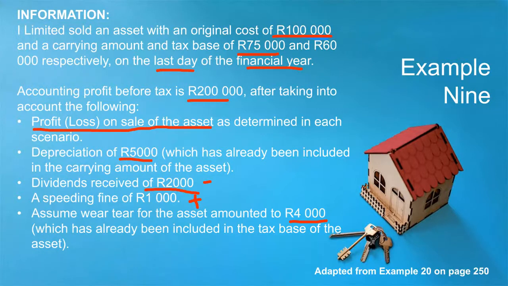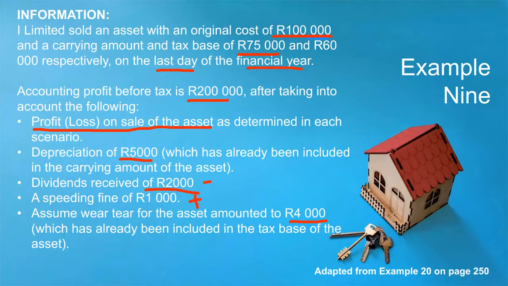So now we're going to... minus it when we were calculating the accounting profit. We want to now remove the effect of depreciation. So we're going to add it back, right? We're going to add back the depreciation. And what are we going to replace it with? We're going to replace it with wear and tear.